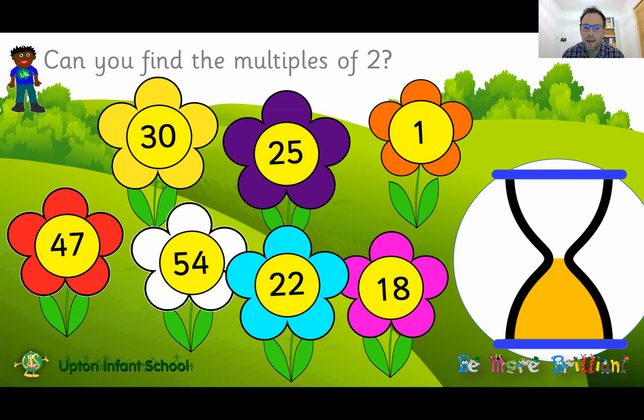Oh, yes, on the pink flower, 18. It ends in an 8. That's a multiple of 2. It's in the 2 times table. 18 is the answer to 9 times 2. 9 lots of 2 is 18. Well done if you spotted those numbers.